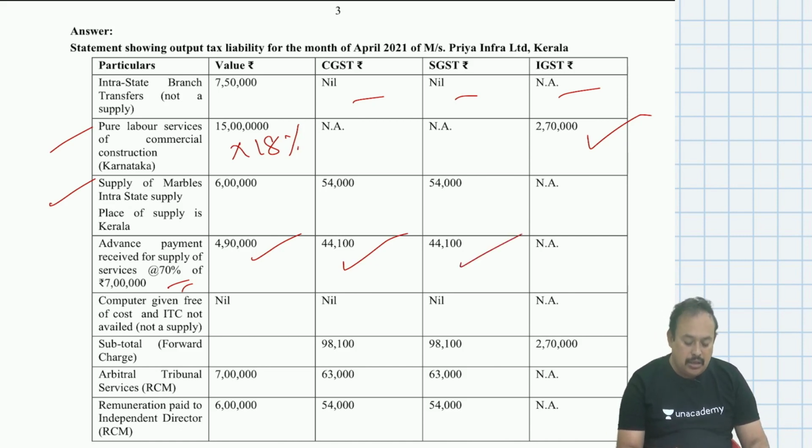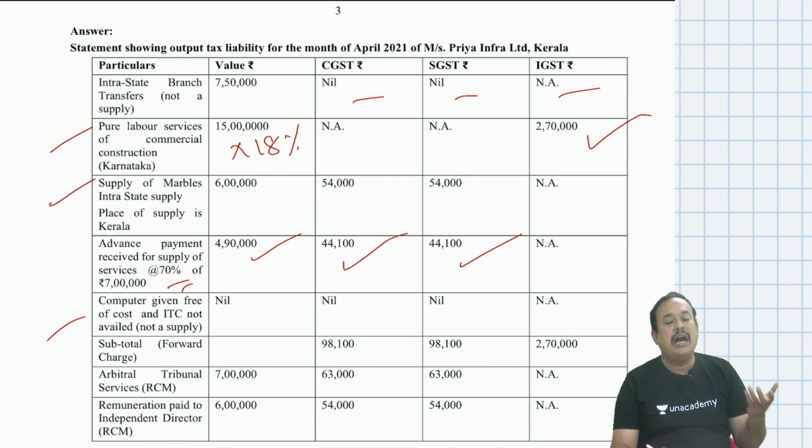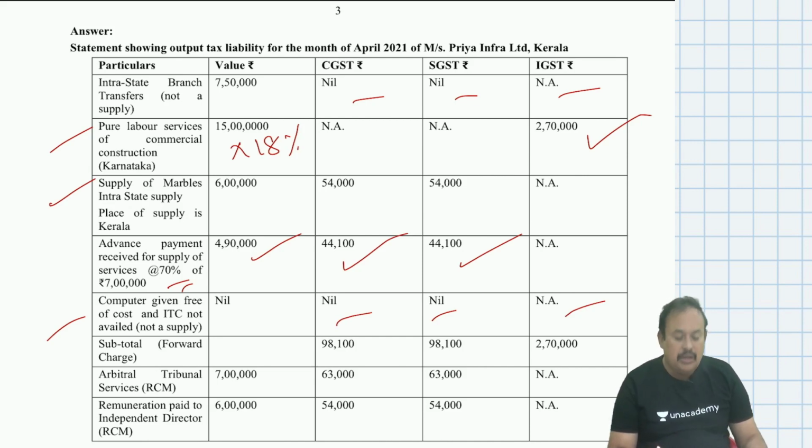Further, computer given free of cost, ITC has not been availed on such asset at the time of purchase, no consideration, not covered under Schedule 1, therefore it does not attract GST at all. So we got total supply under forward charge, CGST 98,100, SGST 98,100 and IGST 2,70,000. Up to this, outward supply we come across.